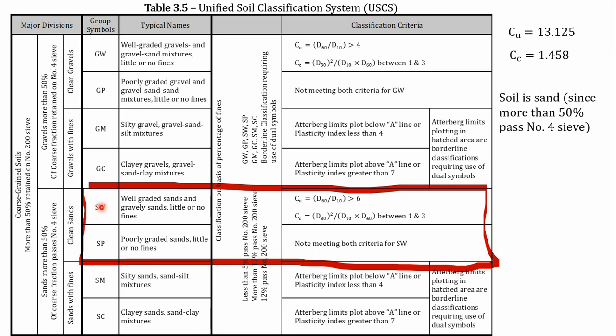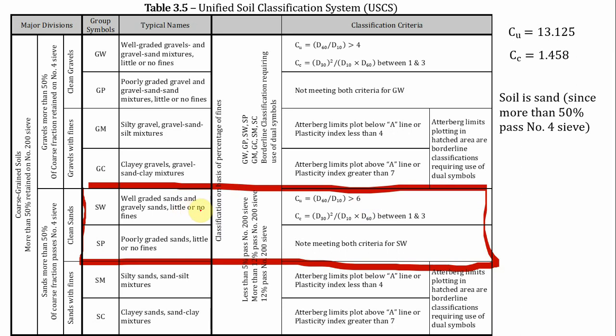SW class, may criteria siya. Ang criteria niya class is ito. It should be that the coefficient of uniformity, CU, is greater than 6, and CC should be between 1 and 3. Since meron naman tayong CU at CC, therefore we can conclude kung fail ba siya o pass sa criteria.